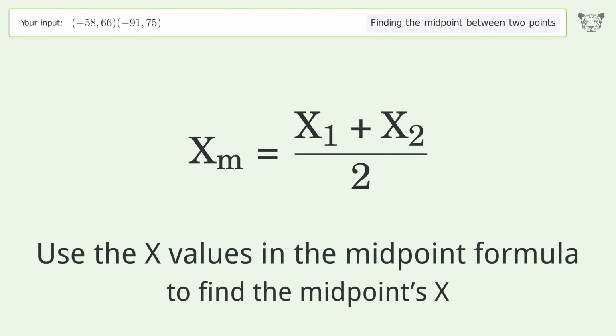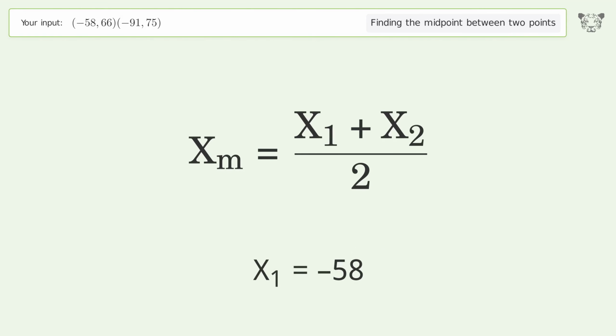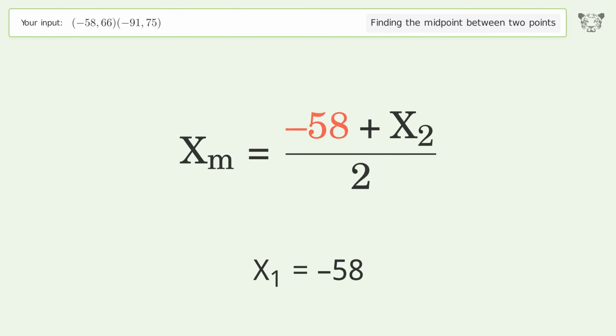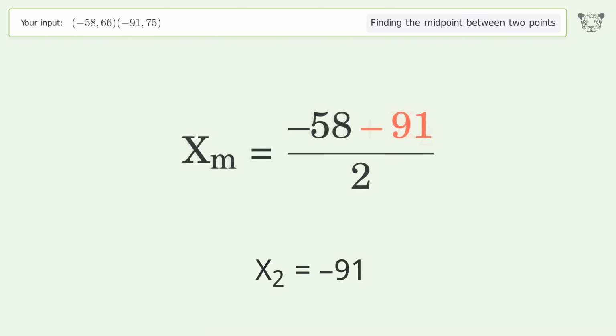Use the x values in the midpoint formula to find the midpoint's x. x1 equals negative 58. x2 equals negative 91. Simplify the arithmetic.